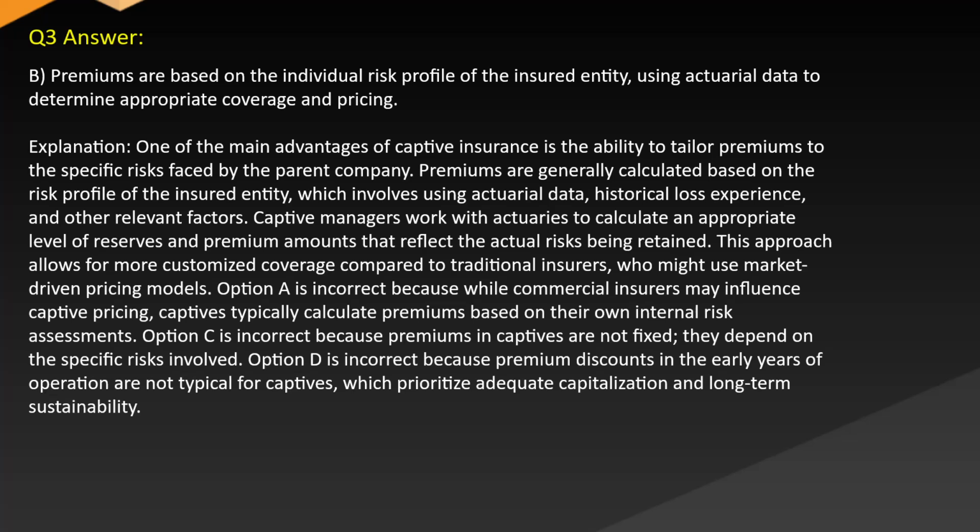Option A is incorrect because while commercial insurers may influence captive pricing, captives typically calculate premiums based on their own internal risk assessments. Option C is incorrect because premiums in captives are not fixed, they depend on the specific risks involved. Option D is incorrect because premium discounts in the early years of operation are not typical for captives, which prioritize adequate capitalization and long-term sustainability.